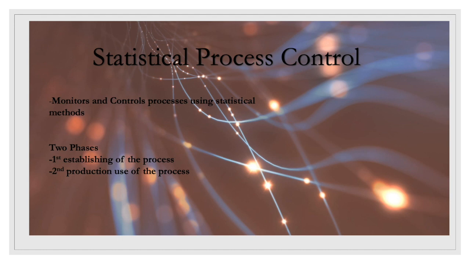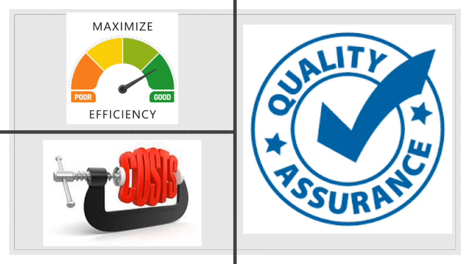There's two phases: establishment and production of the process. In phase one, what we try to do is locate and eliminate any special cases of variation so we can make the process more stable. In phase two, we're predicting future outcomes, and upon analyzing that data, we'll see if it best fits our case.